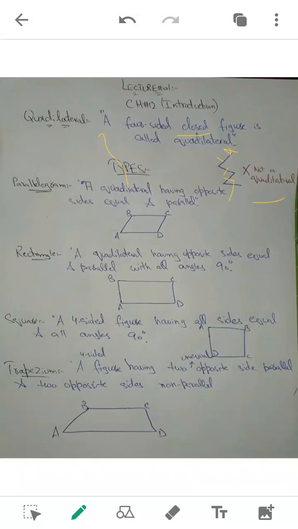Now I'm going to discuss the 4 types of quadrilateral. We are very much familiar with those, but still, for better understanding. The first one is the parallelogram. What is a parallelogram? By writing the word quadrilateral, I have covered the complete definition above. A quadrilateral having opposite sides equal and parallel.